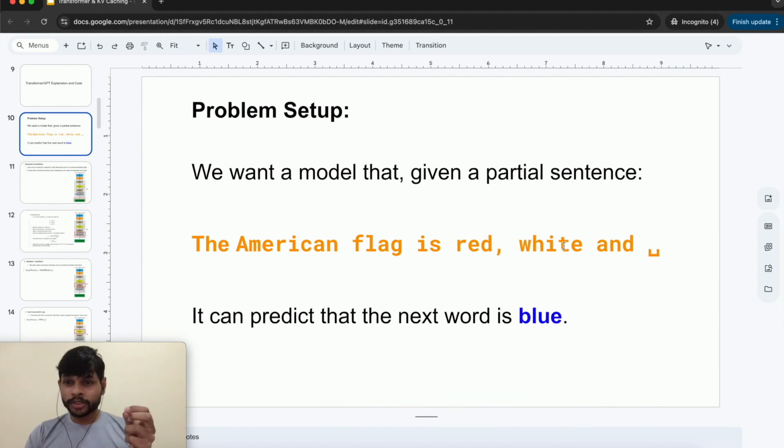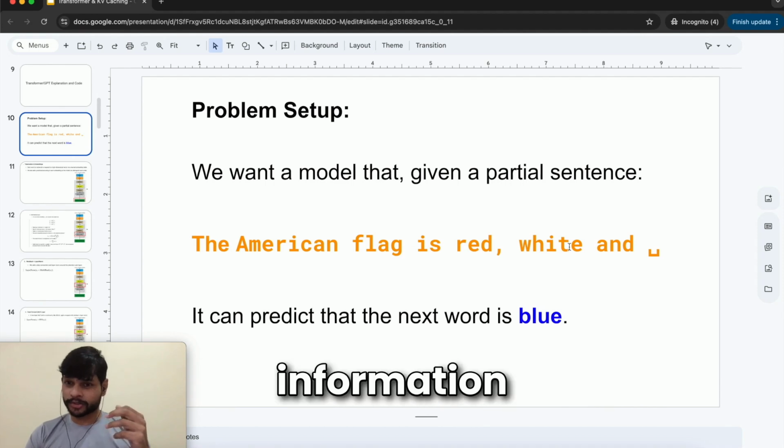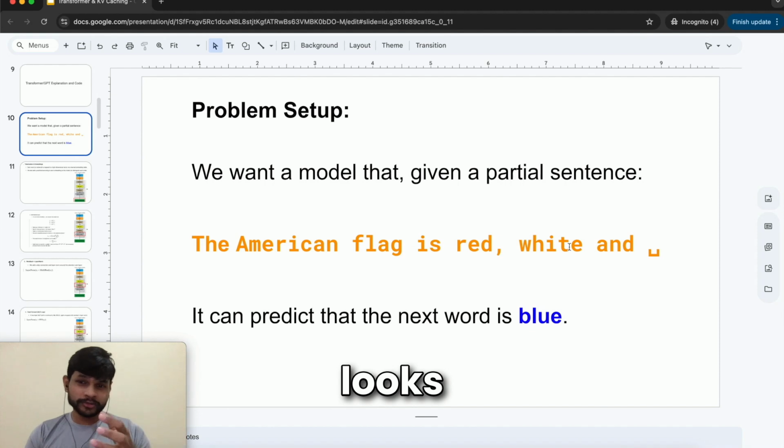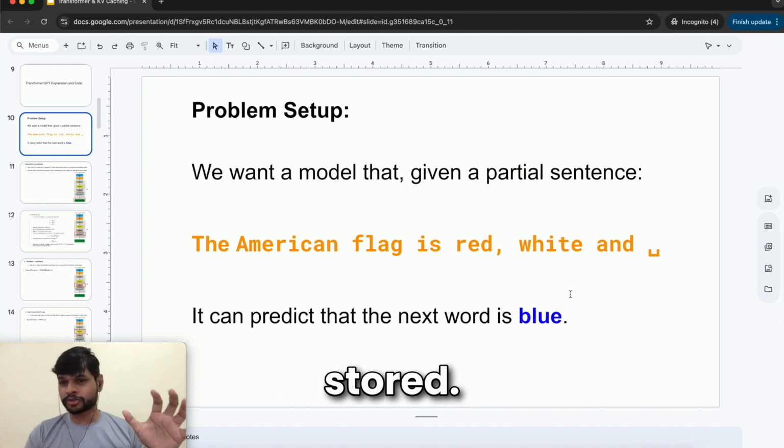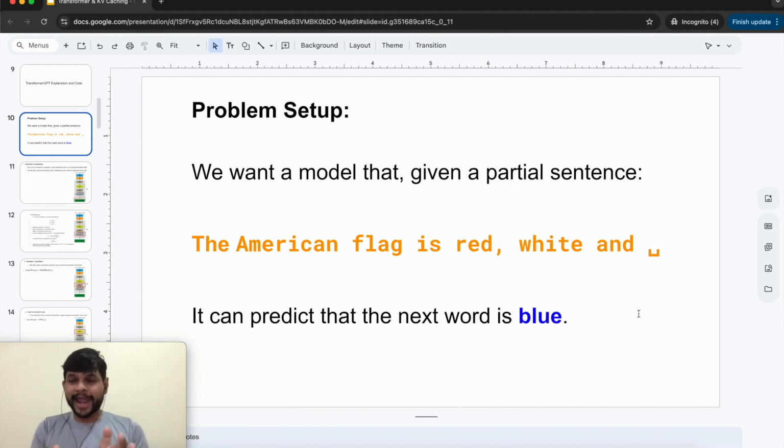So immediately, your brain processes this information and then looks inside your brain and finds wherever this blue information is stored. So the overall idea is to mimic this as much as possible. May not be exactly, but in some shape or form. This is what a transformer model tries to do.